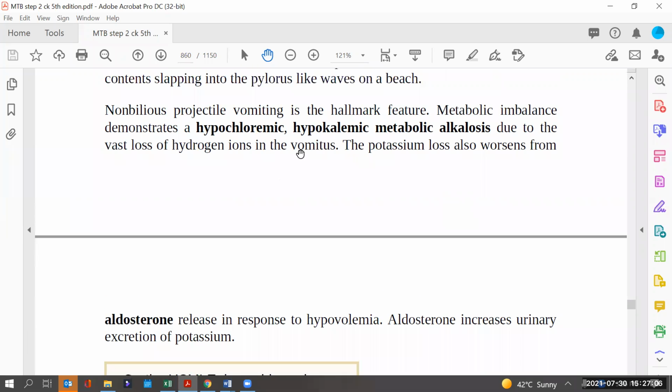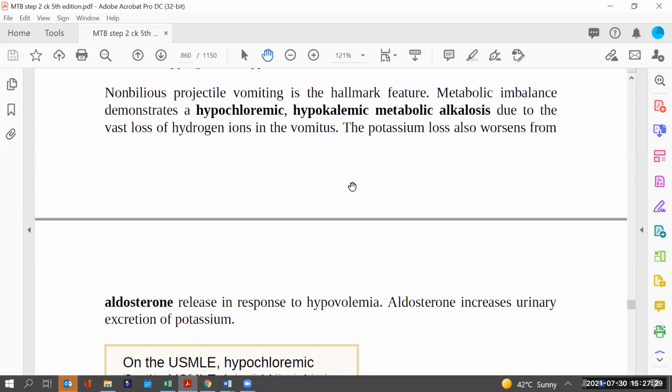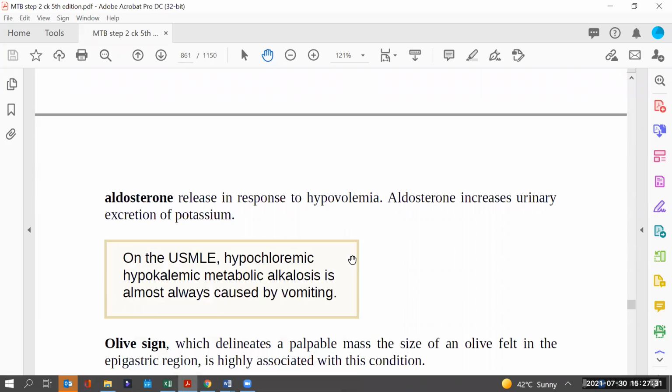So these three things, especially as far as this electrolyte balance is concerned in pyloric stenosis, plus this non-bilious projectile vomiting. These two major things are the major hallmarks in making a diagnosis of pyloric stenosis. This non-bilious projectile vomiting is the hallmark, but you should also see a hypochloremic, hypokalemic state of the body, especially on the alkaline side.